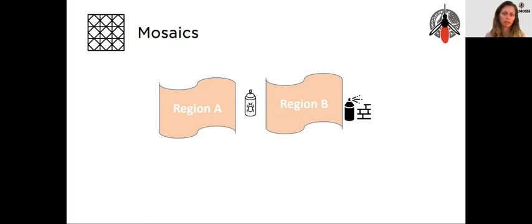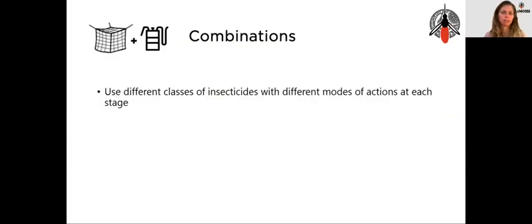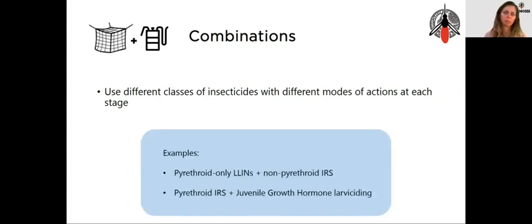And either way, very careful record keeping is required to know which insecticides were previously used in which area. A combination is slightly different to a mixture in that the different modes of action are deployed in different products in the same area. An example could be pyrethroid-only bed nets co-deployed with a non-pyrethroid indoor residual spray. Another example could be a pyrethroid-based IRS co-deployed with a juvenile growth hormone-based larviciding program.